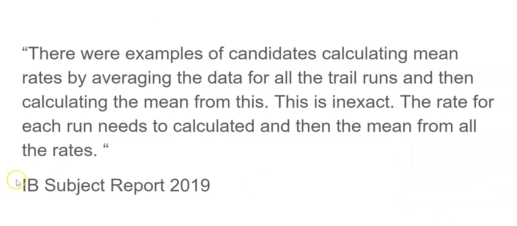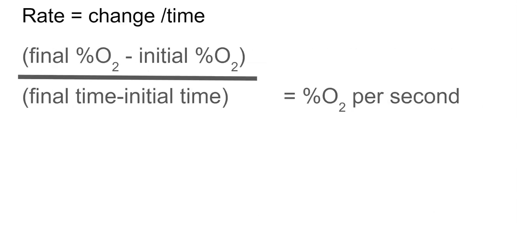However, in the most recent subject report, so 2019, and these are put out by International Baccalaureate, basically saying things that they noticed were being done in IAs that were incorrect. One of the things they said were there are examples of candidates calculating mean rates by averaging the data for all the trial runs and then calculating the mean from this, which is exactly what I told you to do. This is inexact. The rate for each run needs to be calculated and then the mean from all the rates. So that's what we're going to do.